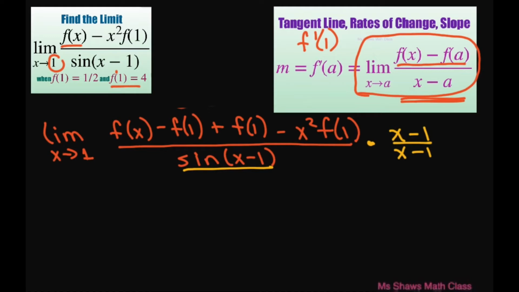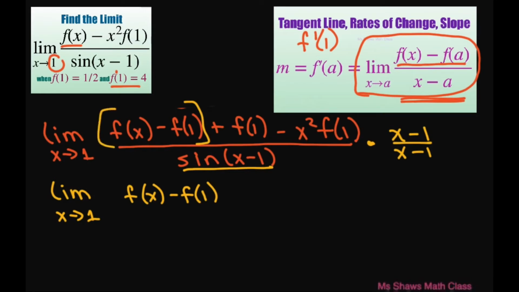Our next step is going to be the limit as x approaches 1. Now, I'm going to write this as f of x minus f of 1. All right, now that's this piece. For this piece right here, they both have f of 1, and we have a negative in front of the x squared. So what I'm going to do is factor out negative f of 1. So I'm going to write minus f of 1, and that's going to give me inside x squared minus 1.